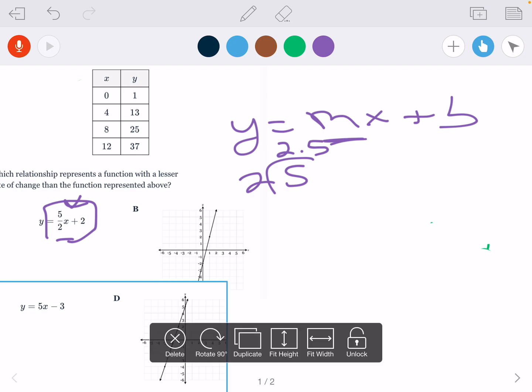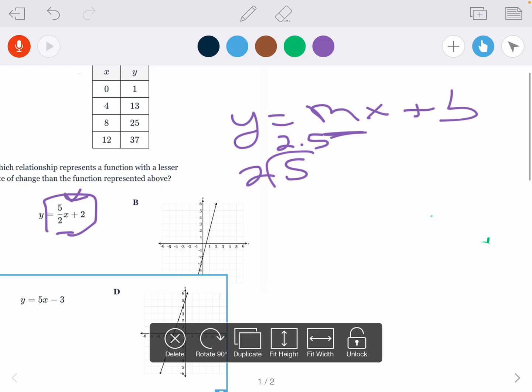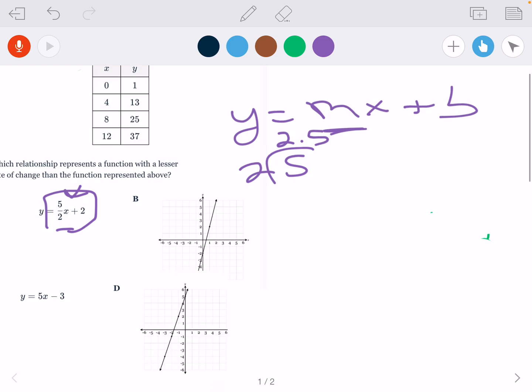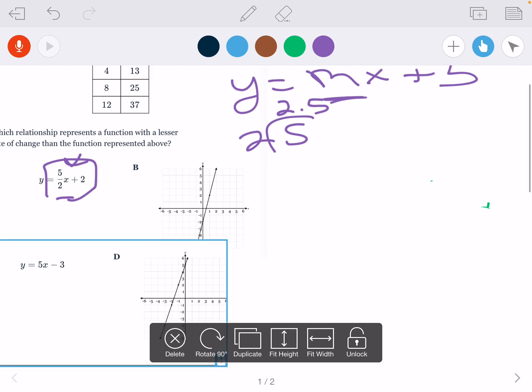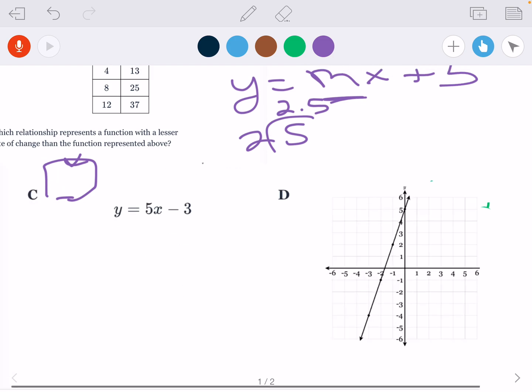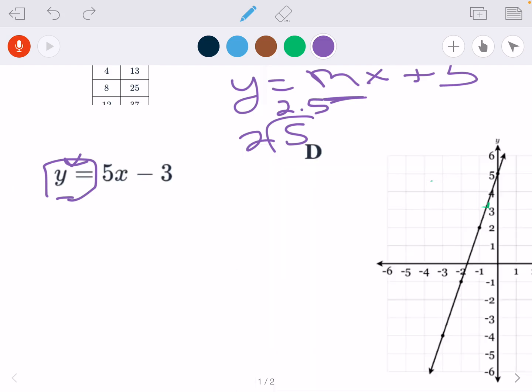This one's 5, so this one's greater than it. And then D, let me find D and see if I can get that a little larger so you can see it. So what is the rate of change of D? Let me make it a little bit bigger so we can see it. So rise over run. So 1, 2, 3, and then over 1. So this is 3 over 1. So this is a 3 as well. Let me get these figures back there.